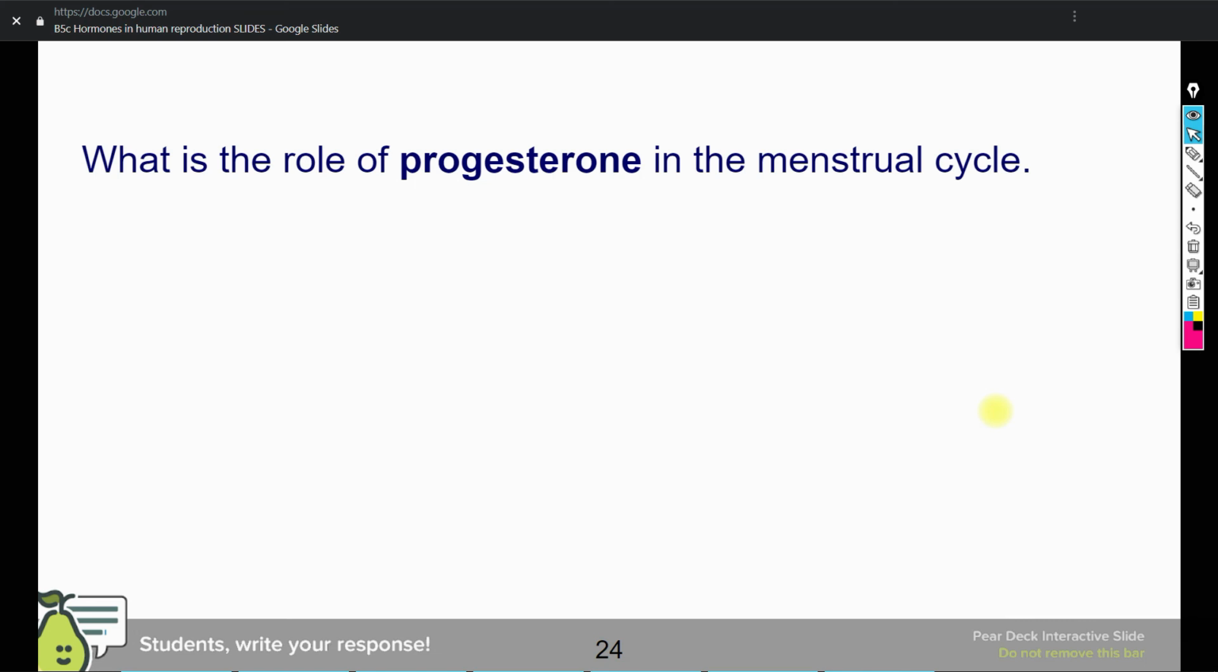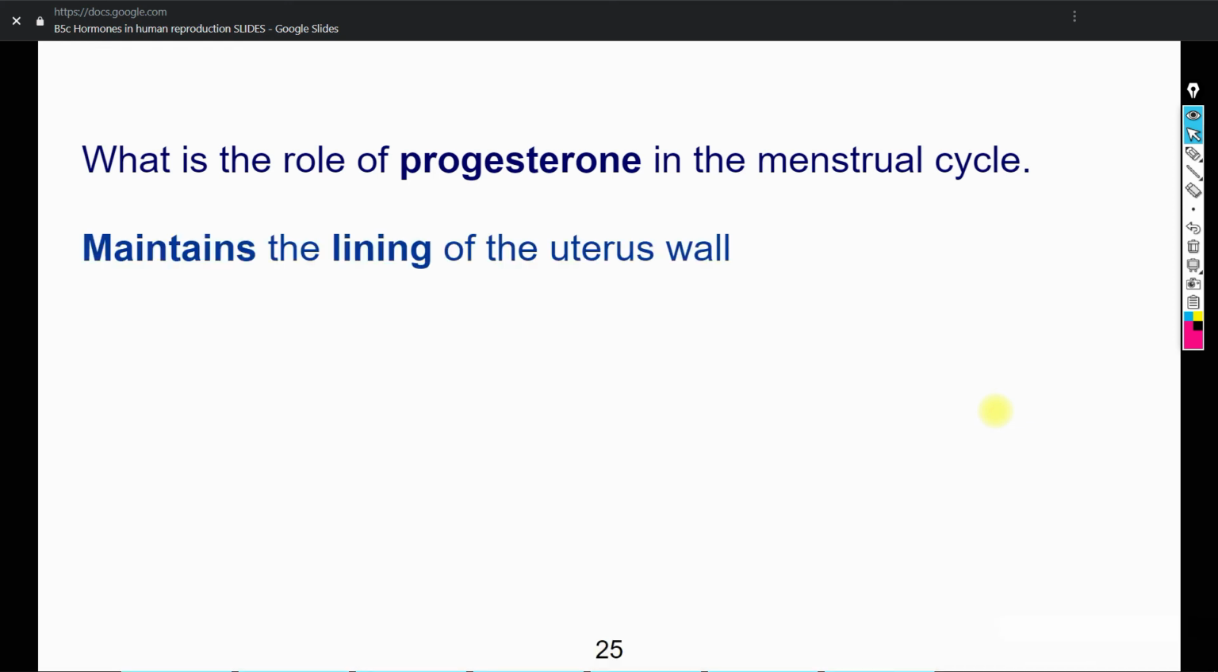What is the main role of progesterone during the menstrual cycle? Well, it maintains the thick lining of the uterus wall.